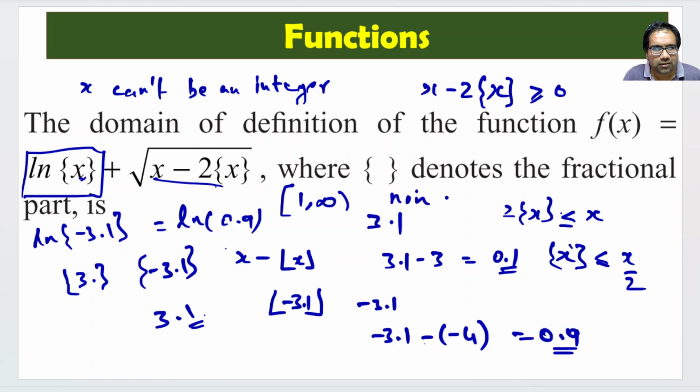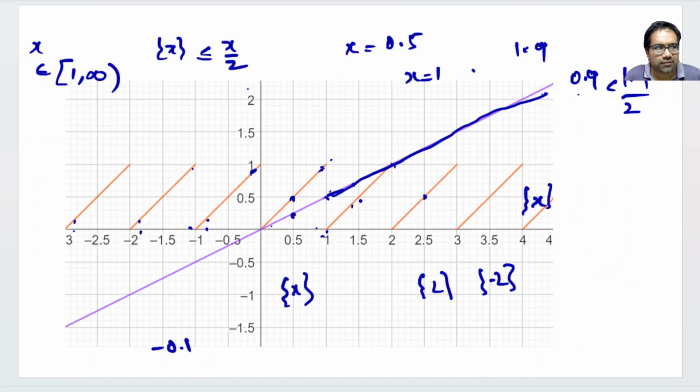The first one, what we want? Non-integers. Second one, what we want? From 1 to infinity. Please note, for negative numbers, why are negative numbers not possible? For example, the fractional part of minus 0.9 is 0.1, right? This is 0.1. But at the same time, what is x? x is negative, so x by 2 is negative. The fractional part of x is always positive, but when x is less than 0, x by 2 is always negative.